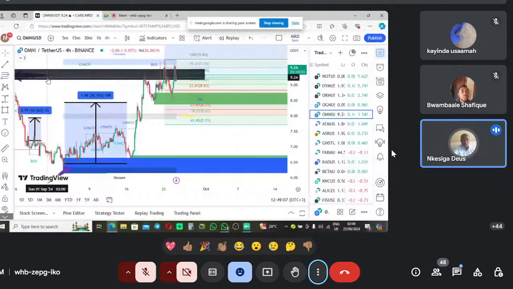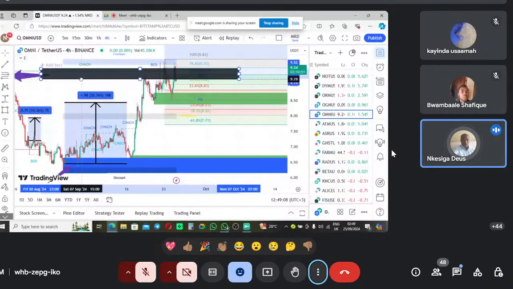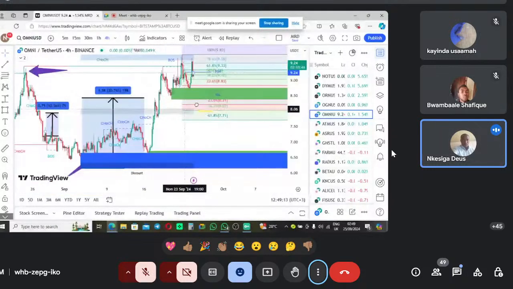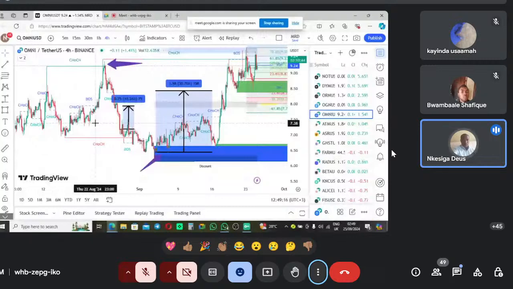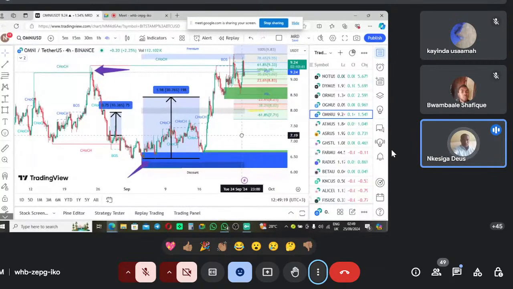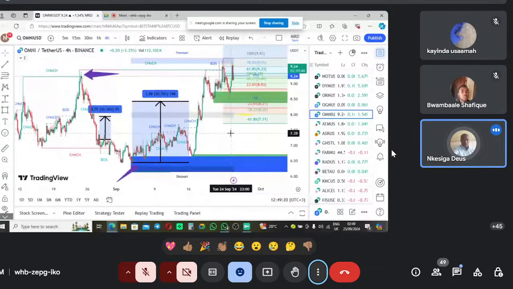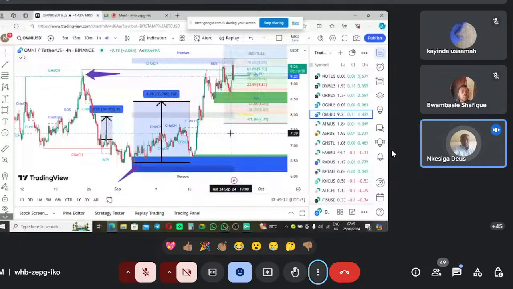Let us check this coin as well. It's called OMNI. This is the coin. Okay, so here I think for this one I shared with you this coin. It is called OMN. It was to take a profit of 30%.